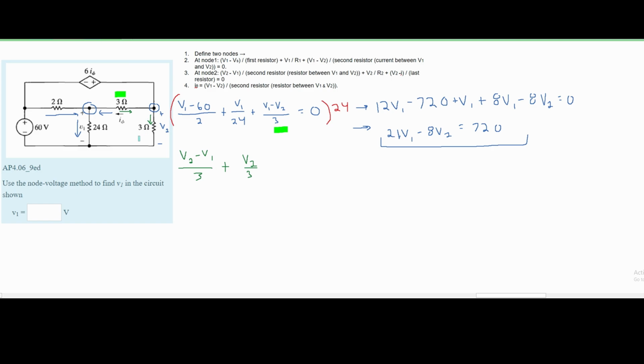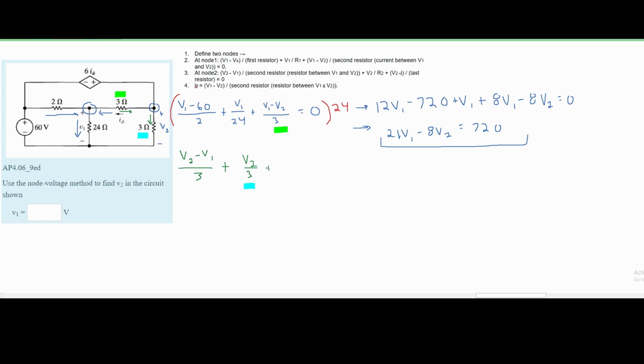So I'm going to associate this with a blue highlight like this. And lastly, we have the V2 minus our current. And this is because we are dealing with the node voltage method with dependent sources. And this is over the last resistor. The last resistor being this 3 ohm resistor right here.